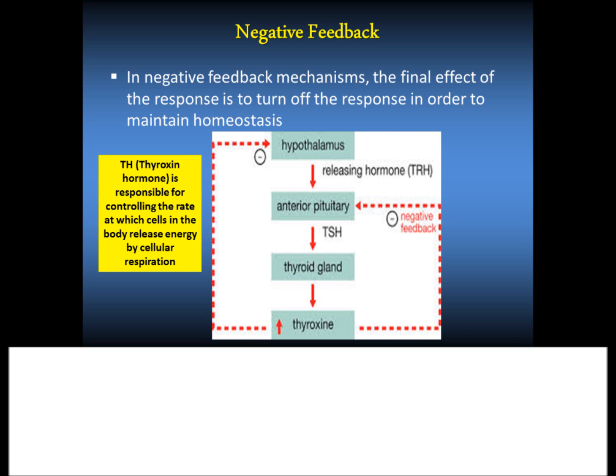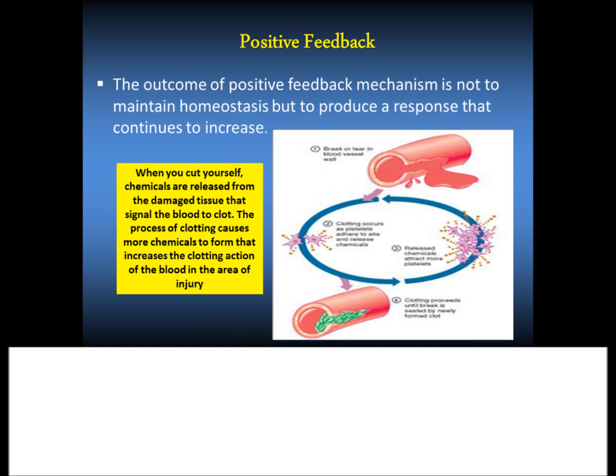So what we just saw in the previous slide was negative feedback. Why? Because it is decreasing the level of the final hormone. Now we also have positive feedback. So the outcome of a positive feedback mechanism is not to maintain homeostasis, but to produce a response that continues to increase. So, for example, when you cut yourself, chemicals are released from the damaged tissue to signal a blood clot to form. Now the process of clotting causes more chemicals to form that increases the clotting action of the blood in the area of the injury.